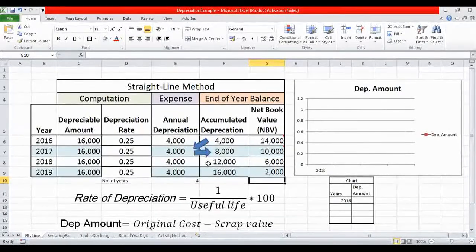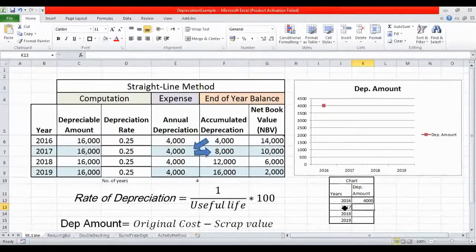Why do we call it the straight line method? Because when we plot a graph of the straight line method, let's try to plot a graph over here. So 2017, 2018, 2019, and then let's put the depreciation expense for each year, which is 4,000. You can see our graph is being developed on the top.